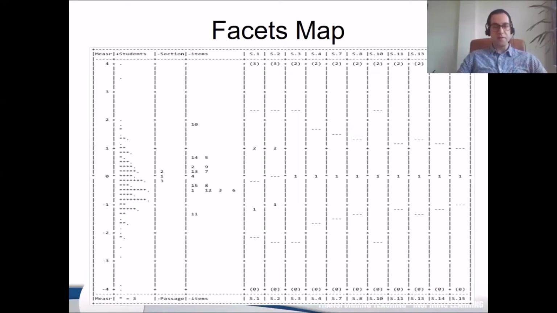The first facet from the left-hand side, just after the measure, is students. Facet 1. As you can see, there are a lot of asterisks and dots. Every asterisk represents 3 people. Every dot represents one student.